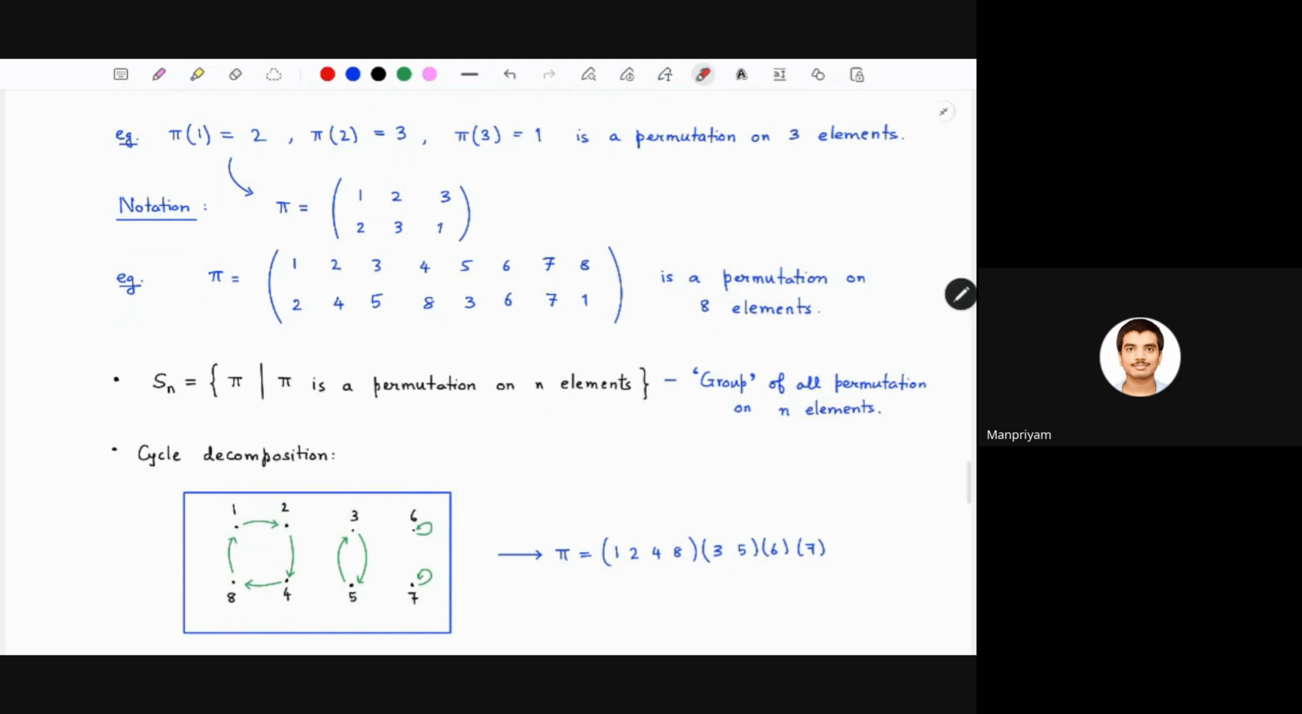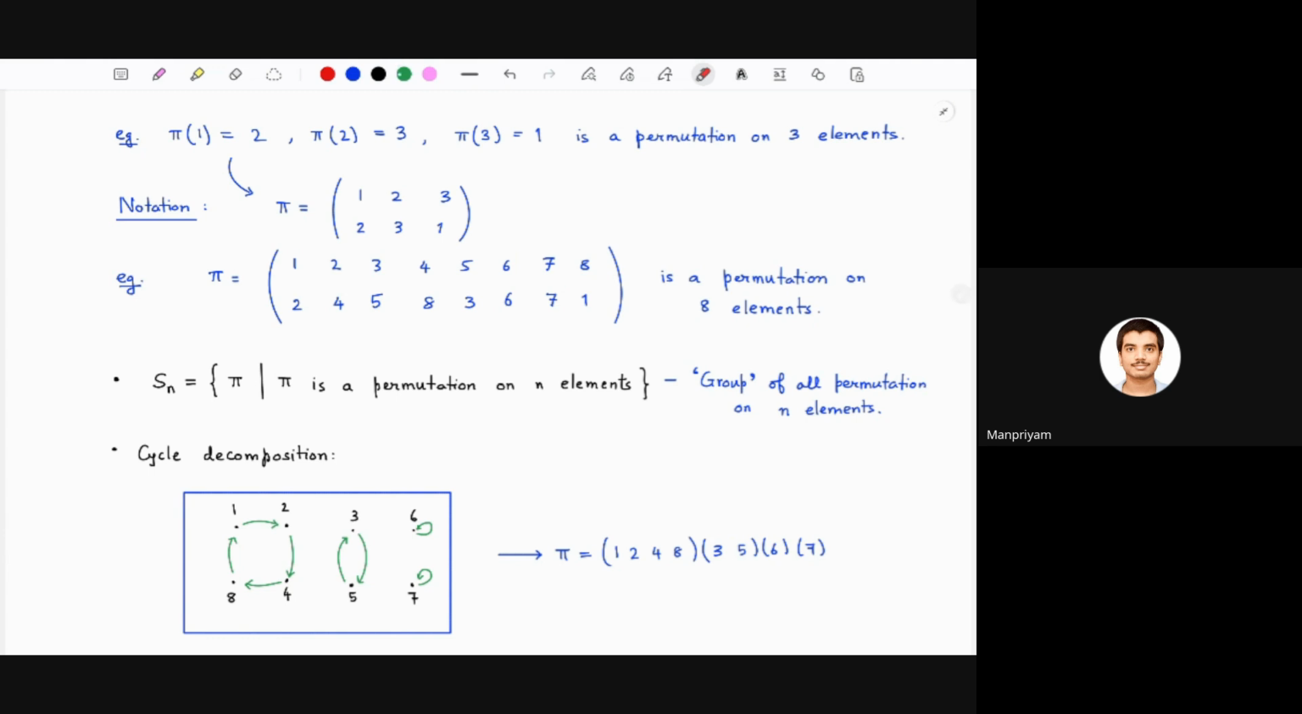Now, S sub n is called the symmetric group. It's the collection of all permutations of n elements. You can multiply them and so on. You can compose permutations to get another permutation, so this actually becomes a group. But the main interesting part is that for each such permutation, there is something called a cycle decomposition.